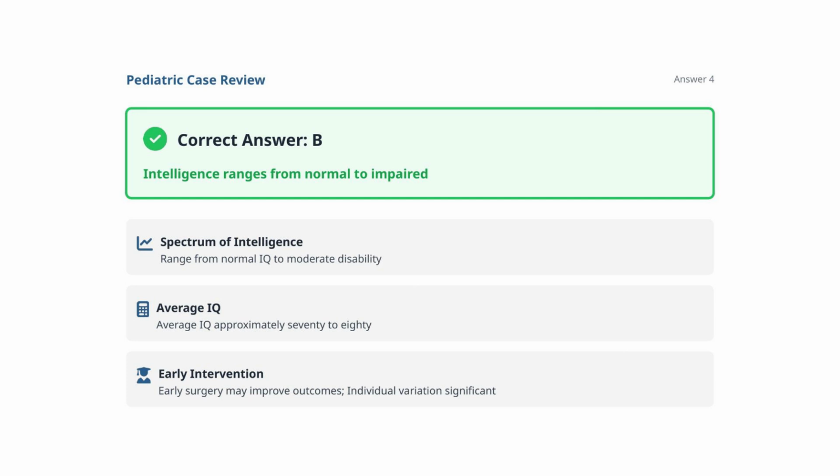Children with Apert syndrome show a wide cognitive spectrum. While some have normal intelligence, others experience learning difficulties. The average IQ falls around 70 to 80. Early cranial vault surgery to prevent increased pressure may improve developmental outcomes. Each child requires individualized assessment and educational support planning.